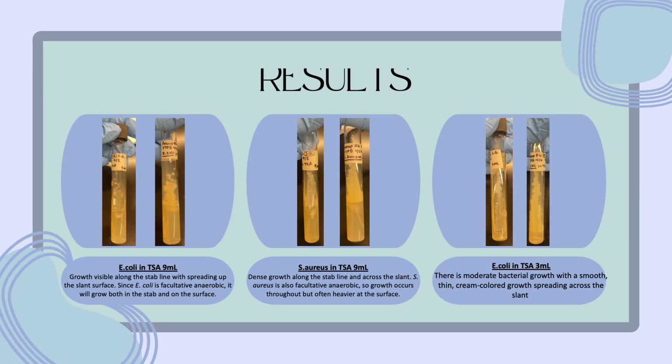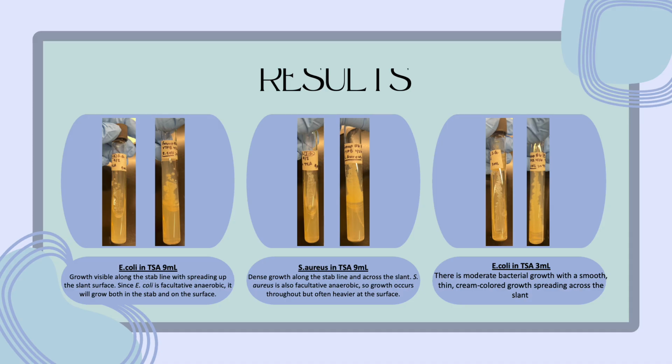Moving on to our other results, we can see that for E. coli and TSA 9 milliliter, there is a growth that's visible along the stab line that's spreading up with the slant surface. So since E. coli is a facultative anaerobic, it will grow on both the stab line as well as the surface.